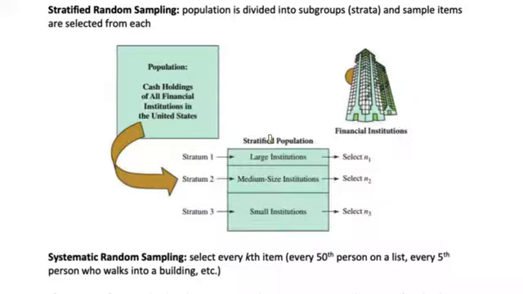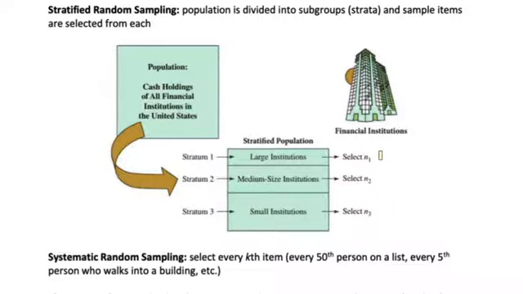So in this example, we have all financial institutions in the United States, and we divide them into three groups: large institutions, medium-sized, and small institutions. And then each financial institution, bank or credit union, would go in one of these three groups. There's no overlap between the groups. Then I select a certain number out of each group, and generally we would do this proportionally.